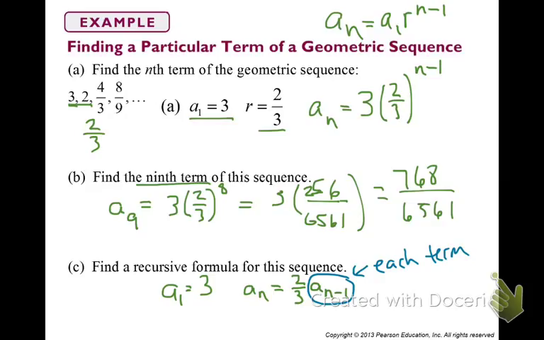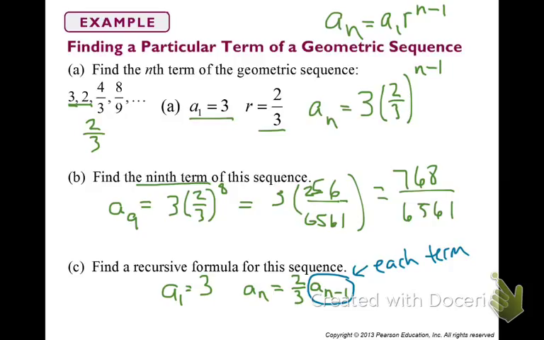Okay? Because remember with recursives, we take what we found, the previous term, right? Remember we take the previous term and we drop that in, right? And then we multiply it by that common ratio. Then when we get that number, what do we do with that number? We drop that back in.